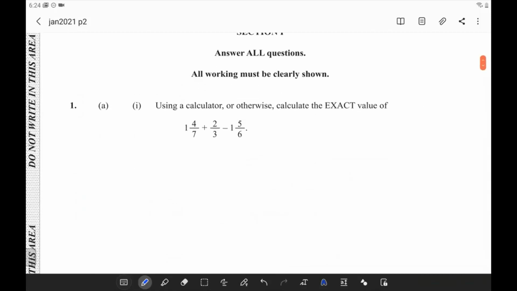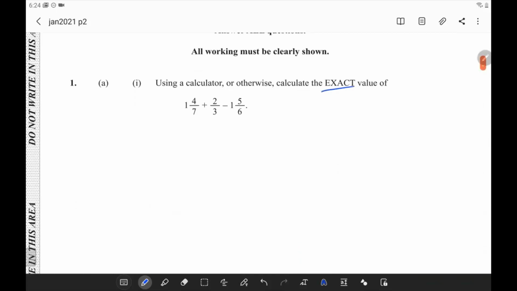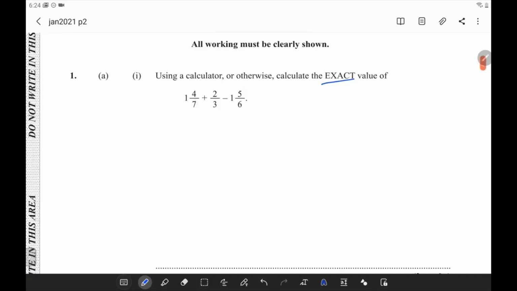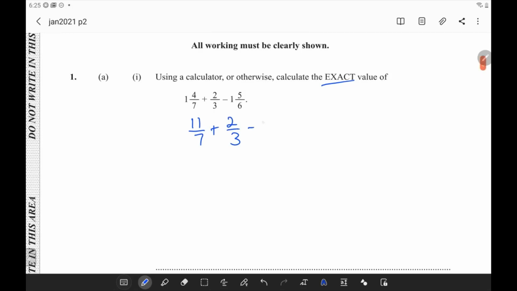So we are told using a calculator or otherwise calculate the exact value, and they make sure and put exact in caps. So we are told to calculate the exact value of this sum here. So we have to change everything to an improper fraction. That is how I do it. Right? There are other ways. So we have 7 by 1 is 7 plus 4 is 11. That's 11 over 7 plus 2/3 minus 11 over 6.